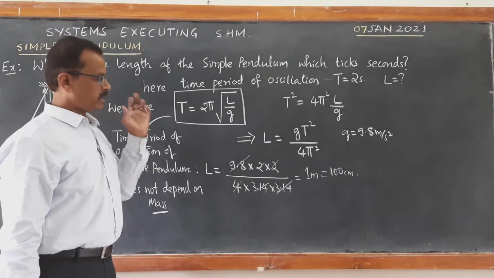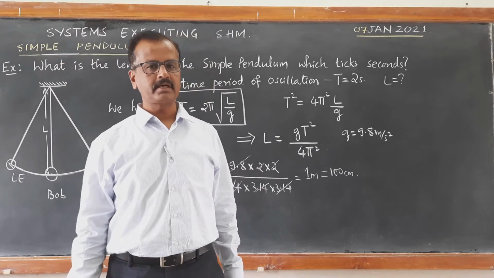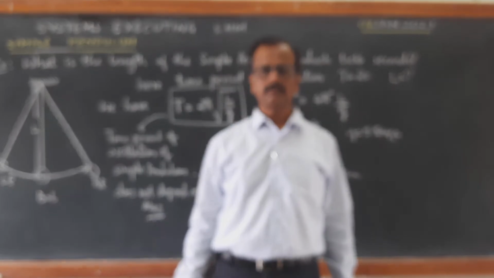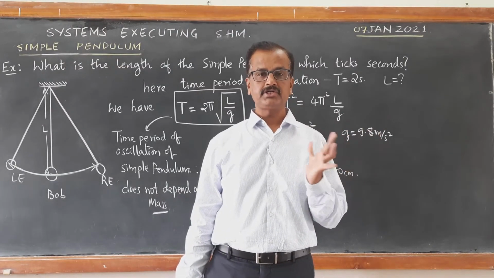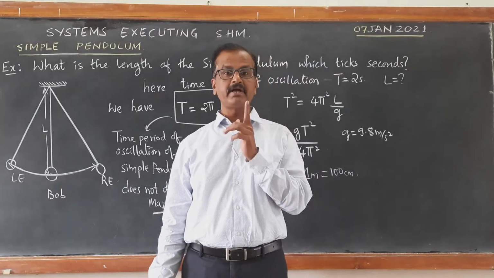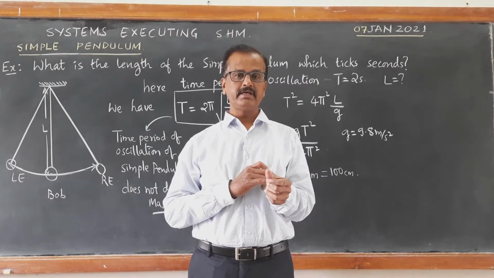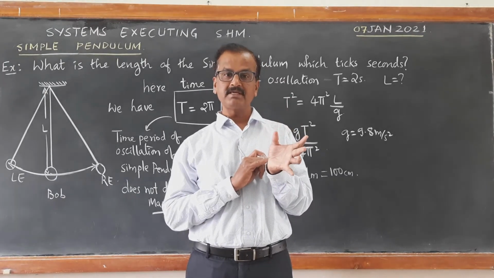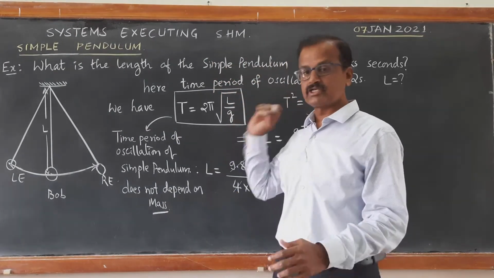This was first calculated by experiment by Galileo. He observed the motion of a chandelier in the church, an oscillating chandelier, and he could calculate the time period of oscillation with the help of his pulse. There were no watches. With the help of his pulse rate, he could then calculate the acceleration due to gravity.